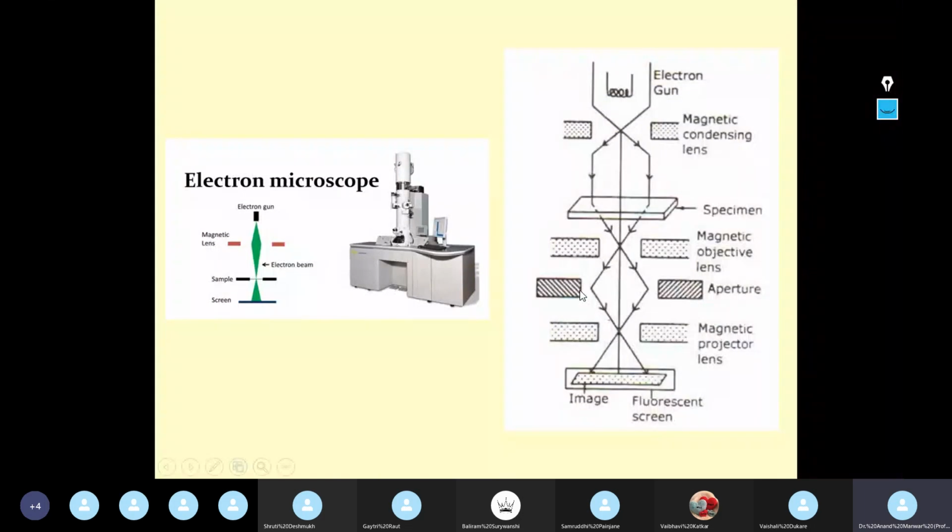So whatever I have talked now, this is the schematic representation. Can you see my screen? Yes, sir. Yes, sir. Okay.